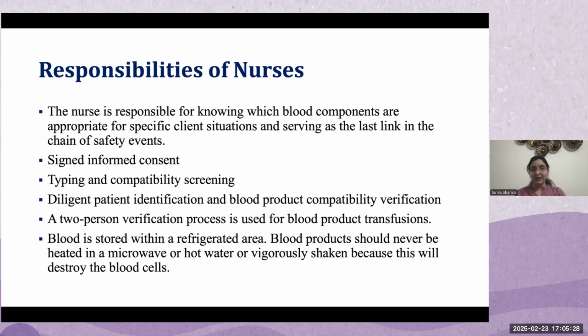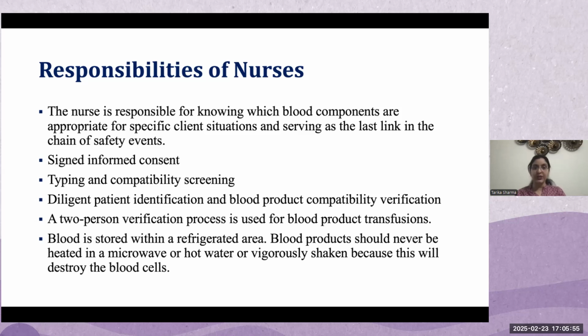And it is also important that we do diligent patient identification and blood product compatibility verification. Usually it is a two-person verification process, where two persons verify that the type of product which has come from the blood bank is the same as what was ordered, that it is for the same patient, and the compatibility testing and all. So it is very important that we follow all this verification process in order to prevent reactions in our patients.